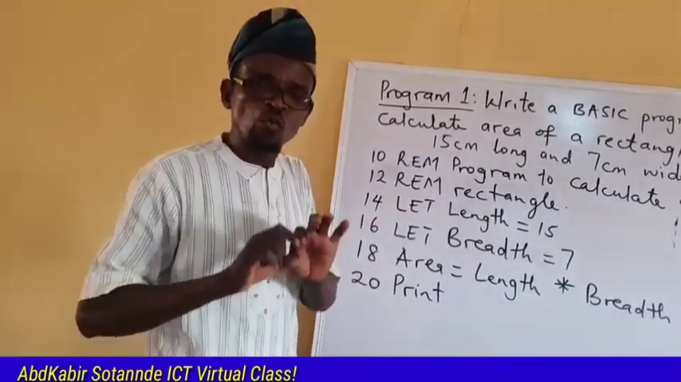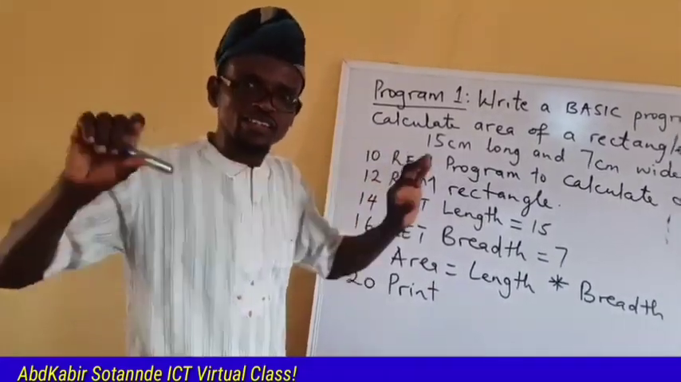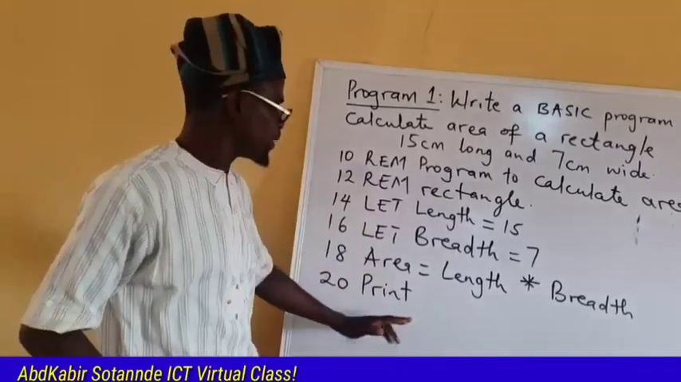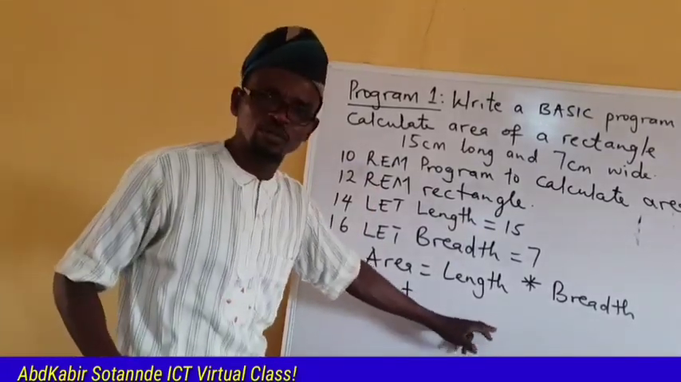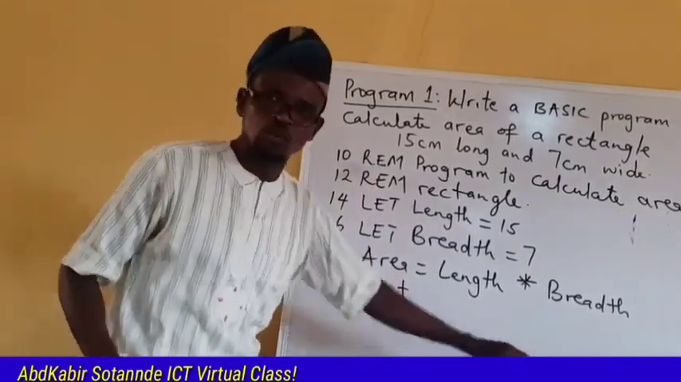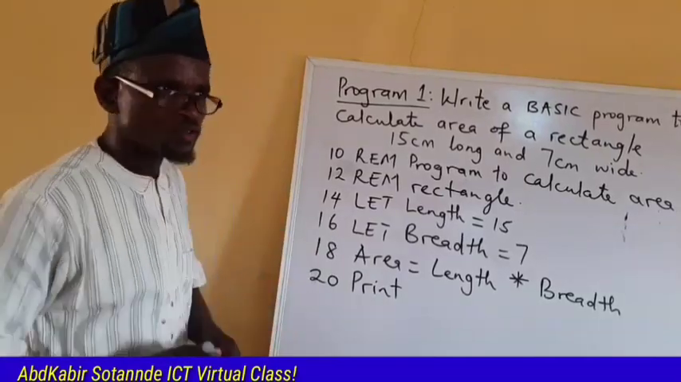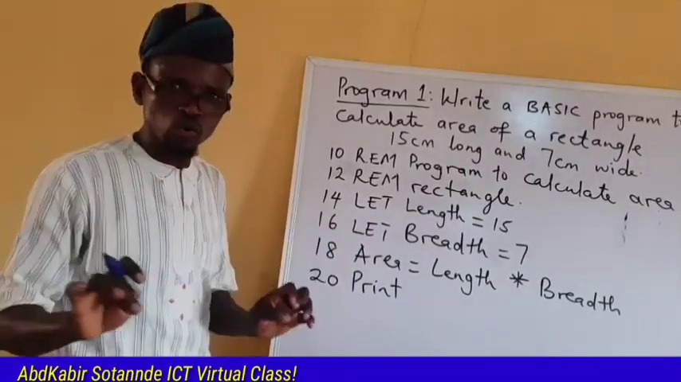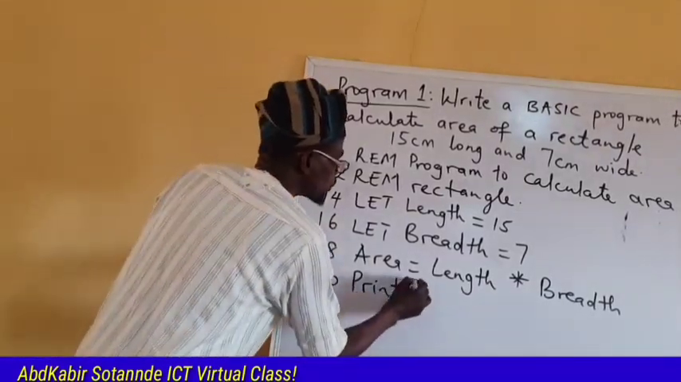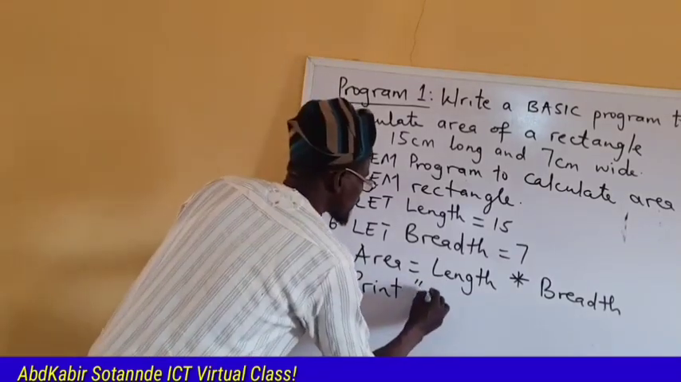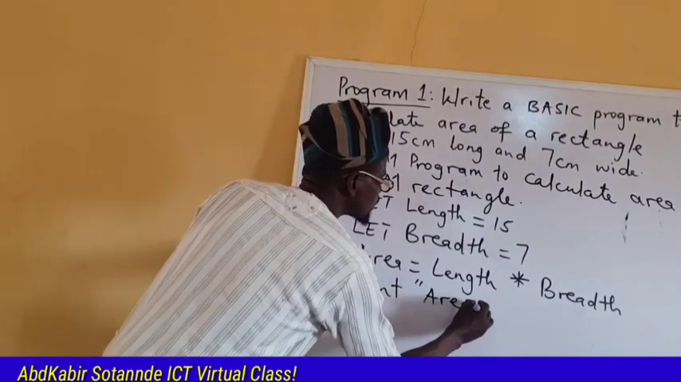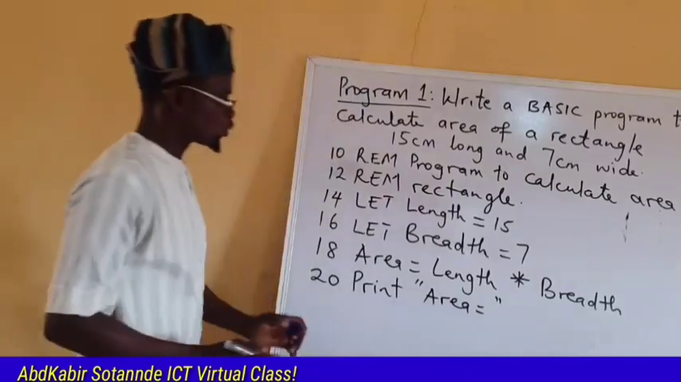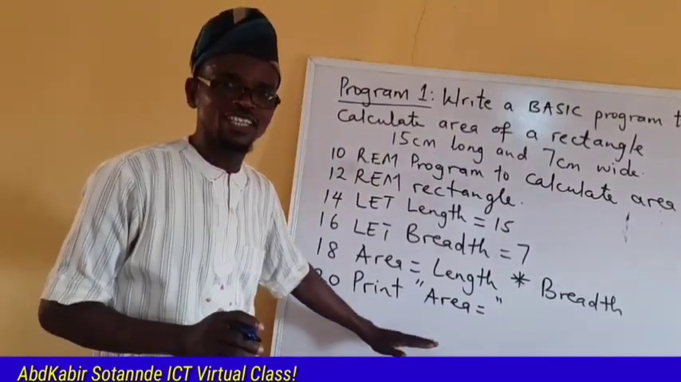So for that, we need a string or text that will tell us the meaning of the variable that this statement will print. And how do we get that? We get it through double quotes. And what do I mean by that? We open the double quote and we say "area is equal to", we close the quote, so that it will just give us the text.